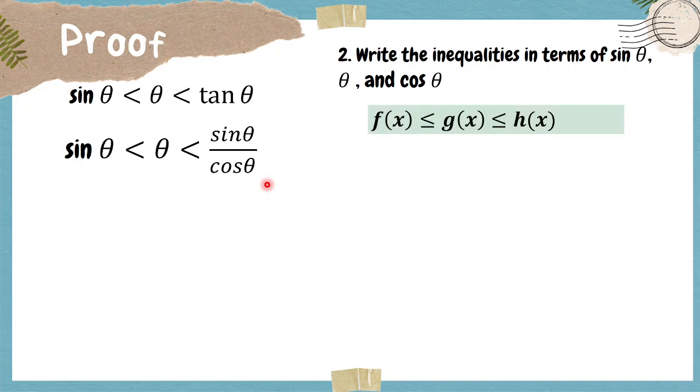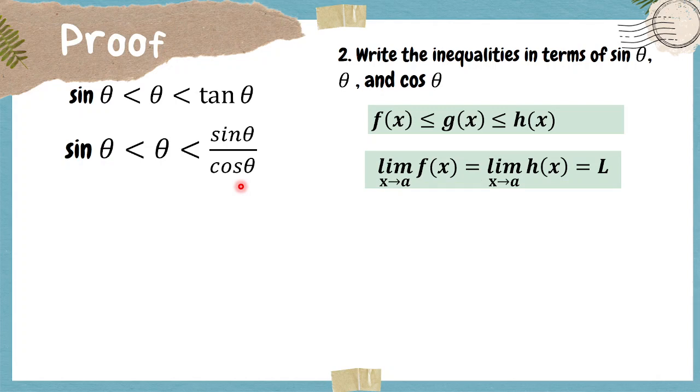So that's the squeeze theorem, no? Let's say we have function f of x, sine theta, less than or equal to g of x, which is this theta that is being squeezed between sine theta and sine theta over cosine theta. Now, if we get the limit of the lower function and the upper function, this limit L is also the limit of the middle function. So that's what the squeeze theorem tells us.